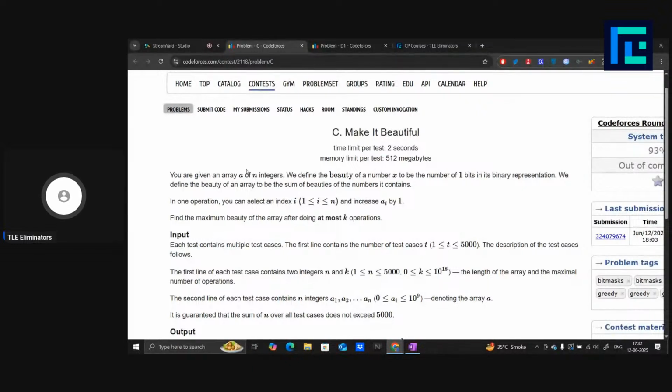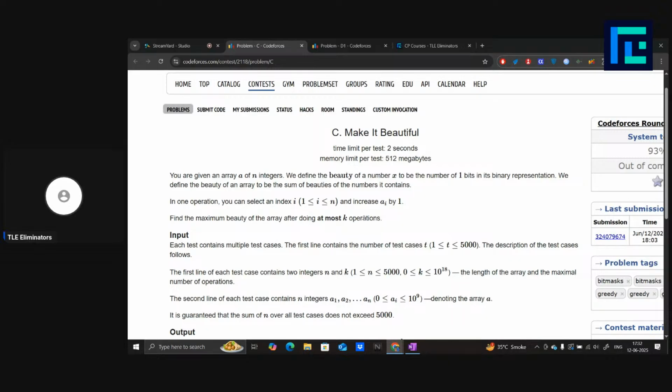You are given an array A of n integers. We define the beauty of a number x to be the number of 1 bits in its binary representation. We define the beauty of an array to be the sum of beauties of the numbers it contains. In one operation, you can select an index i and increase a_i by 1. Find the maximum beauty of the array after doing at most k operations.